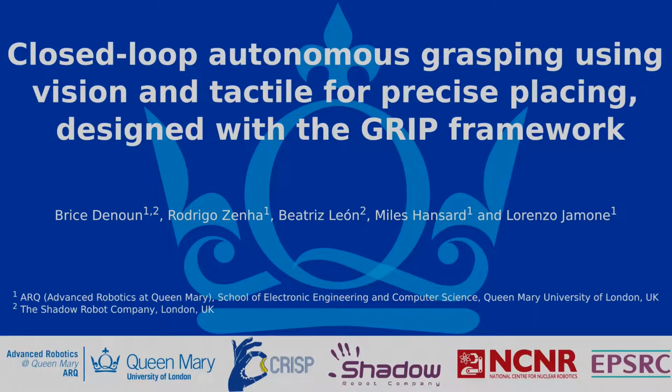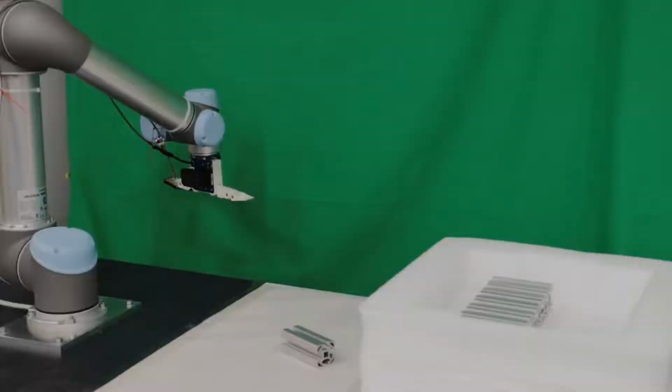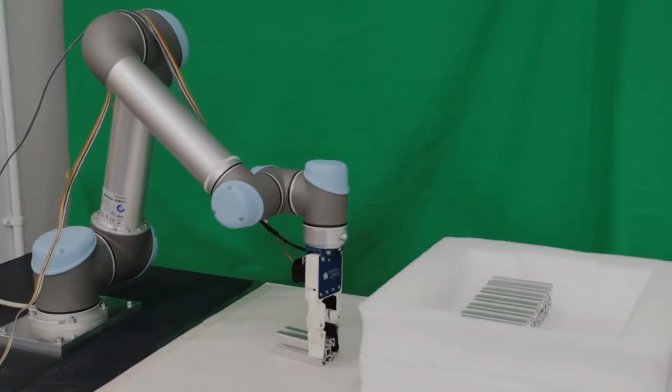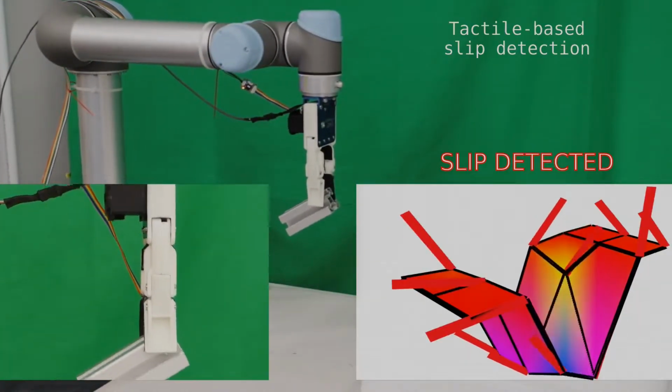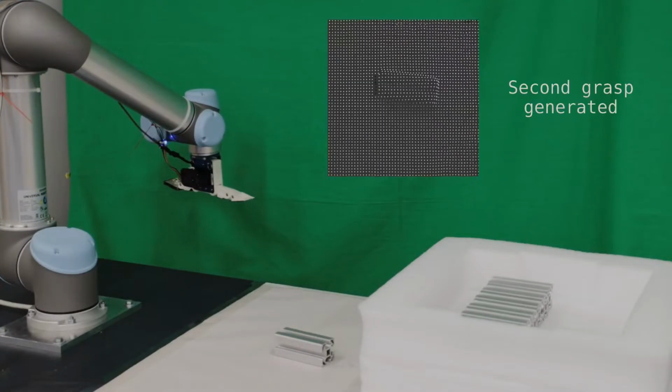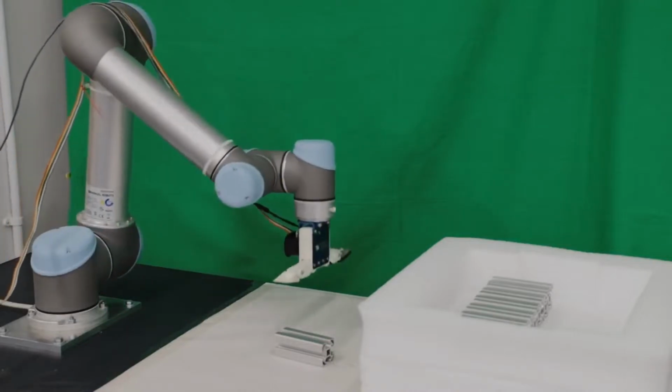We demonstrate a system for robotic pick and place using vision and touch. We use depth cameras to understand where the object is and to generate an appropriate grasp pose. After the object is picked, we use tactile sensing to detect if the object is slipping. If a slip is detected, the grasp is executed again.